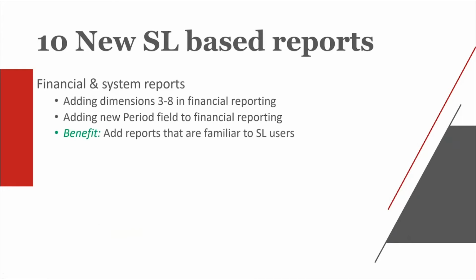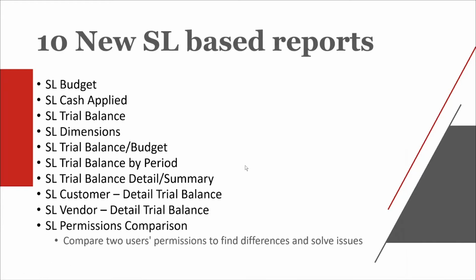We've also added some common reports. By adding these new custom reports, we're able to incorporate some of this functionality, the ability to include the dimensions and a new idea called period. Here's a list of those new reports, again taking advantage of those functionalities, but we've also added a great report to help you with permission comparison. If you have two different users in Business Central and they should have the exact same permissions and they don't, this will quickly show you their differences and allow you to make adjustments.